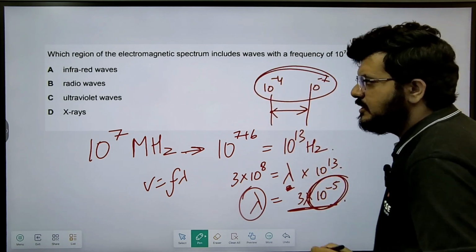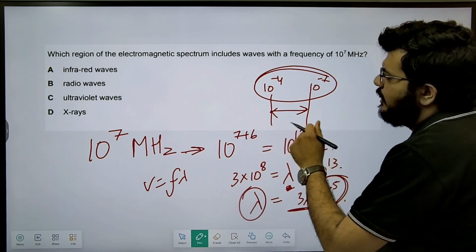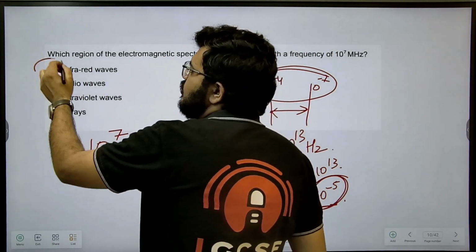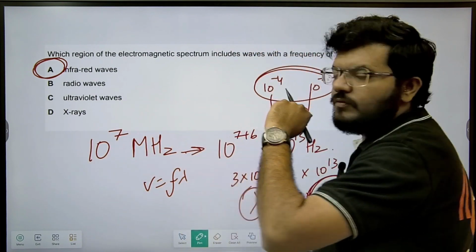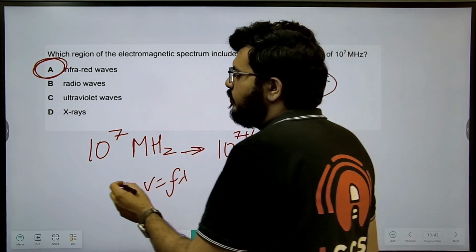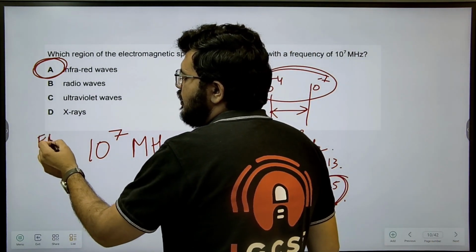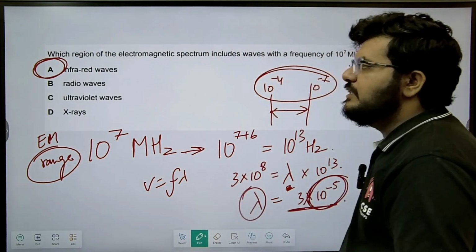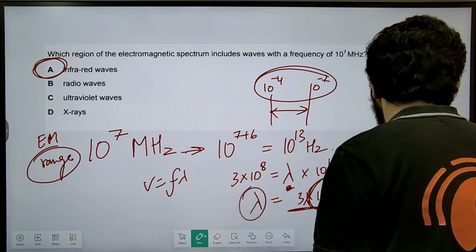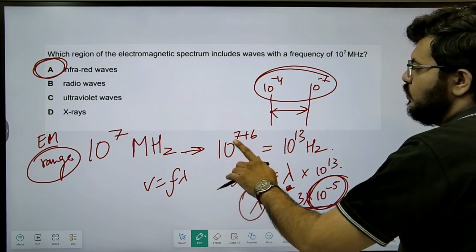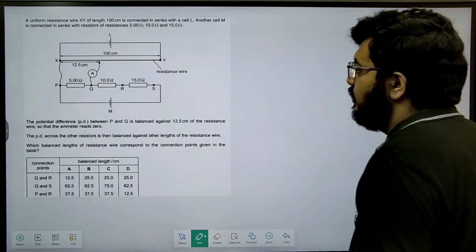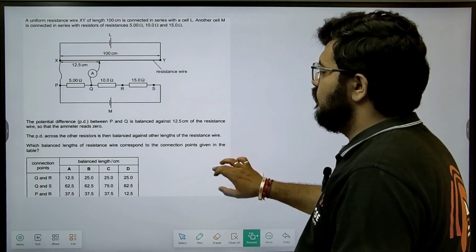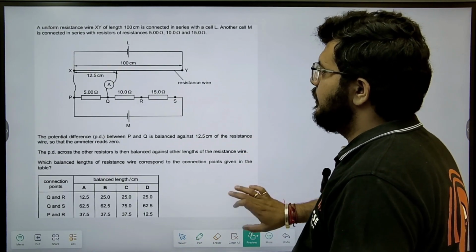This is outside this, on the left hand side, right? Shorter waves. So just on the left hand side is infrared. You need to remember the EM wave ranges. When you remember these ranges, you can easily guess which answer it would be. But you have to keep on checking the frequency, wavelength, whatever it is given, and then calculate.